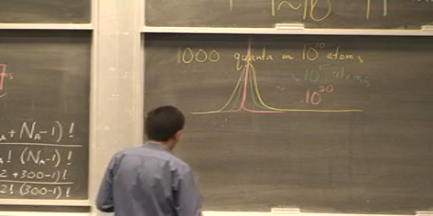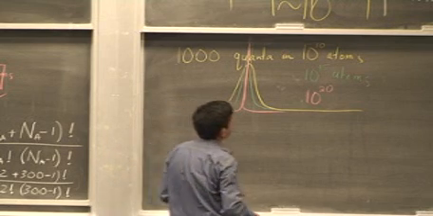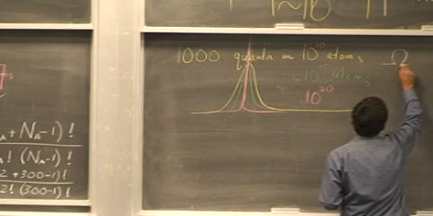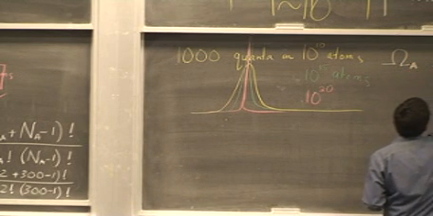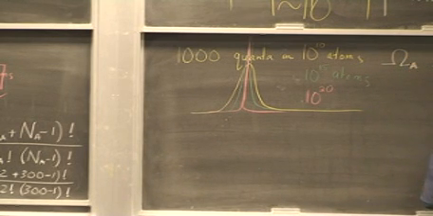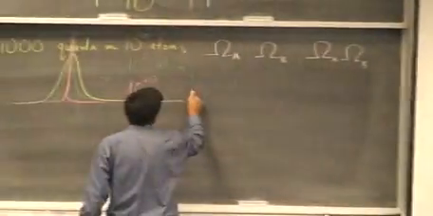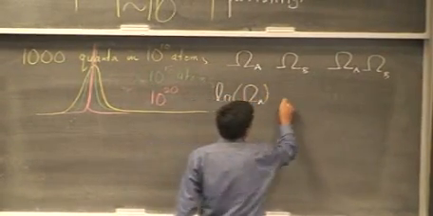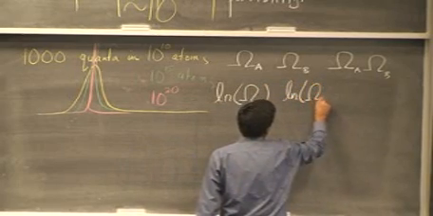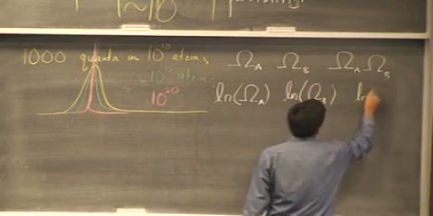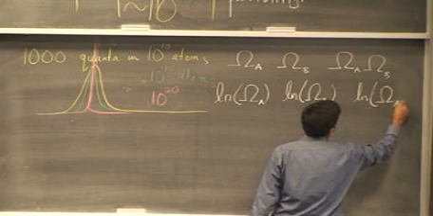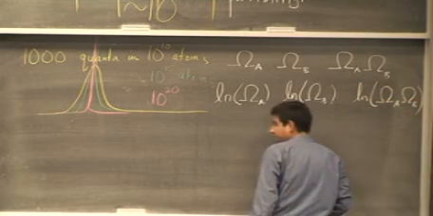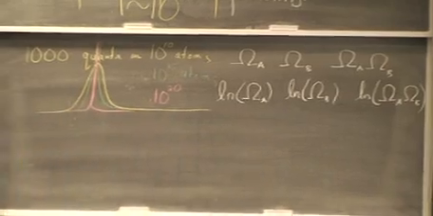So instead of plotting sigma A, sigma B, omega A, omega B, and omega A multiplied by omega B, I would like to plot natural log omega A, natural log omega B, and natural log omega A omega B, to make things look more reasonable. And that's what I've done in the simulation.